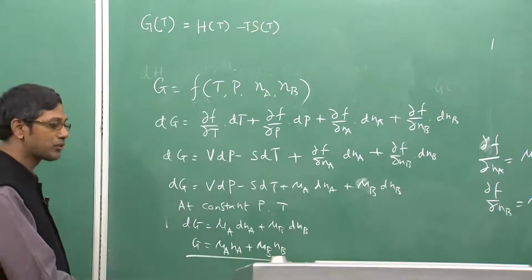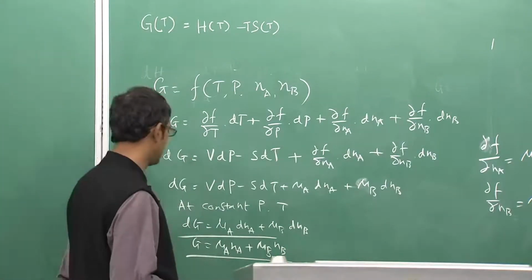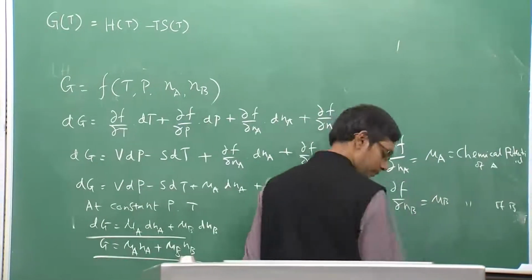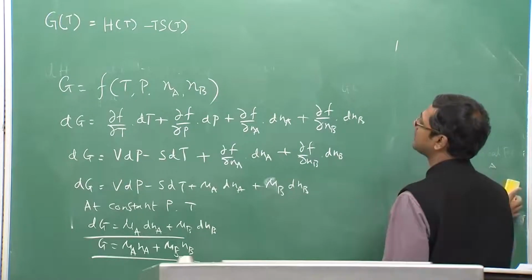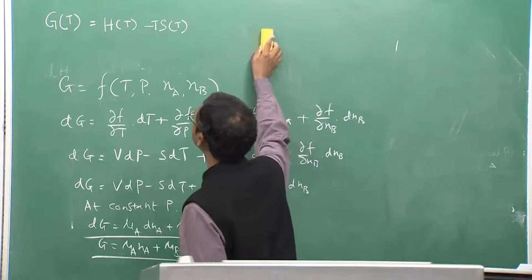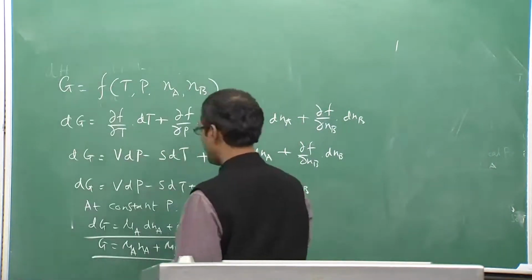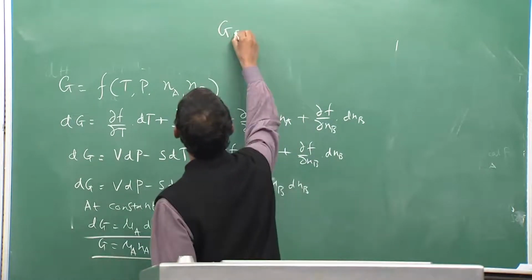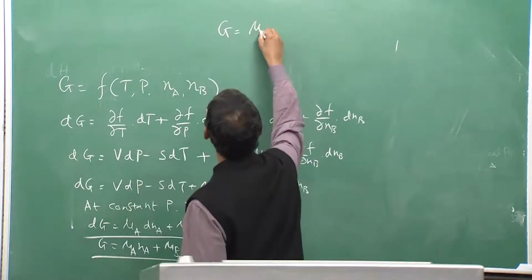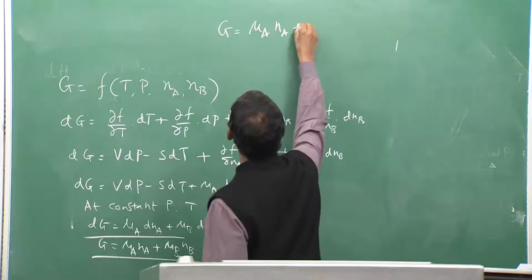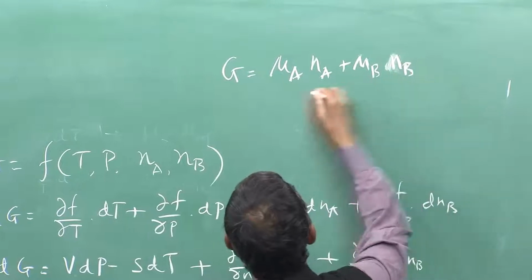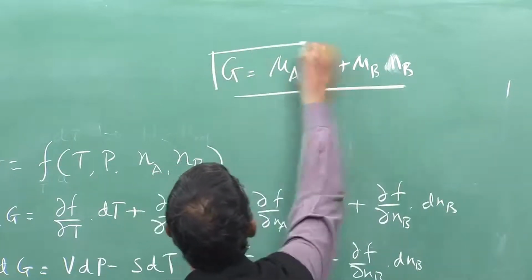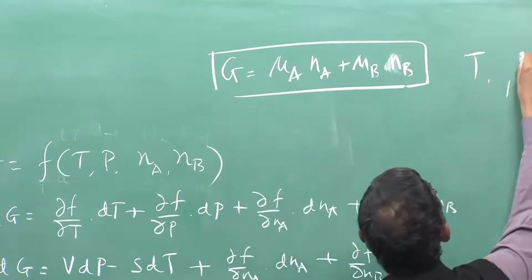So I hope you understood this part very clearly. Okay, I write it again at the top so that you can see very clearly. I erase this part, and this also. So I write that G, when composition variables are there, can be written as mu A NA plus mu B NB. This is when the temperature and pressure are constant.